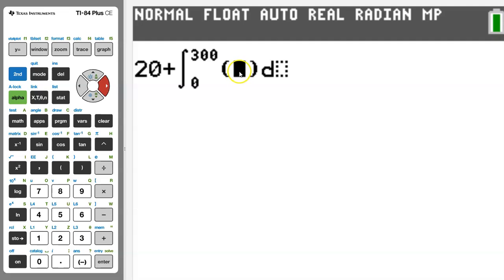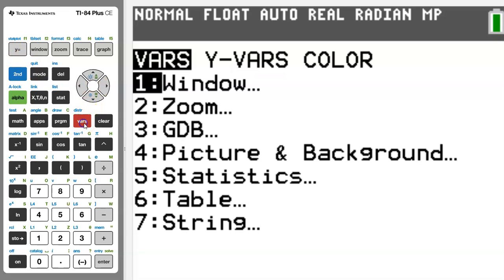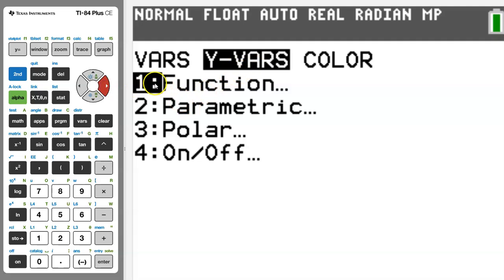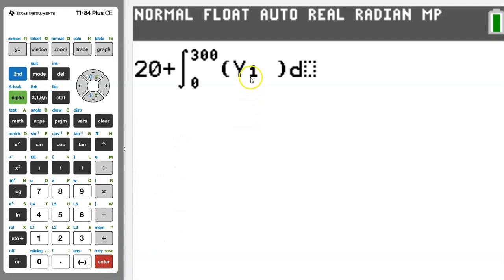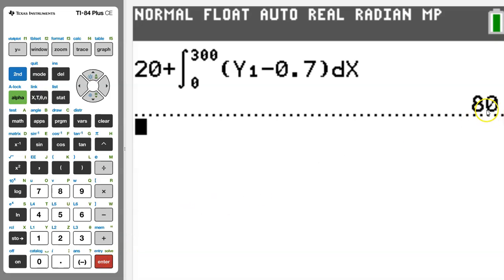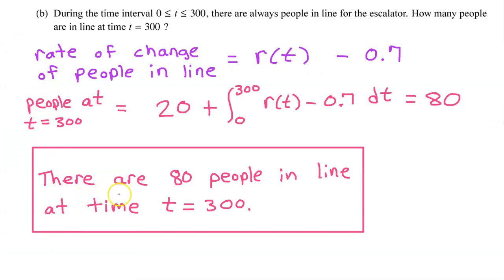Remember that we typed r of t into y1 under the y equals button, so we don't need to type it in again. We can just hit vars, switch to y vars, choose option 1 for function, and choose y1. So y1 is really r of t. And then we subtract 0.7, and we will put dx instead of dt. And that's it. Kabam! 80 people. There are 80 people in line at time t equals 300.